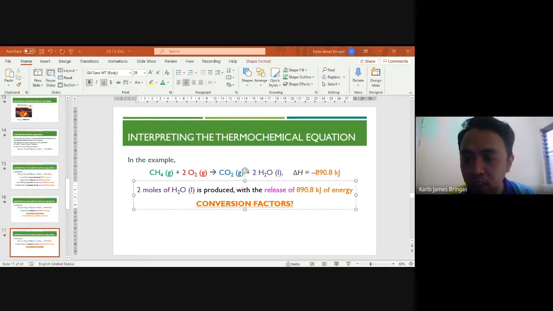So Chelsea got the correct answer. So you just simply flip it around, get the reciprocal of Sandra's answer. So that's how we got 890.8 kilojoule per 2 moles of water. So both Sandra and Chelsea have the correct conversion factors for this one.